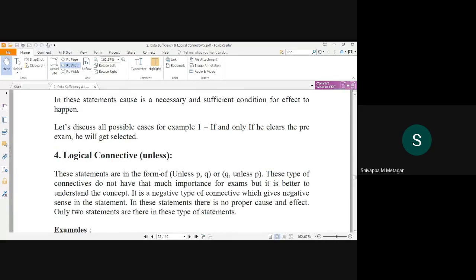These statements are in the form of "unless P, Q" or "Q unless P". These types of connectives do not have that much importance for the exam, but it is better to understand the concept. It is a negative type of connective which gives a negative sense in the statement. In these statements, there is no proper cause and effect. Only two statements are there in these types of statements.